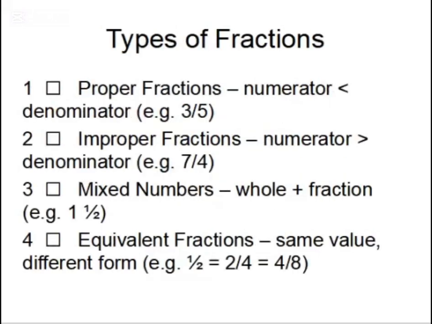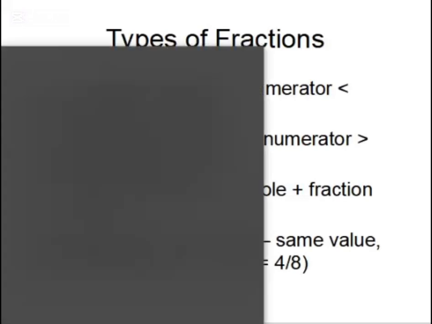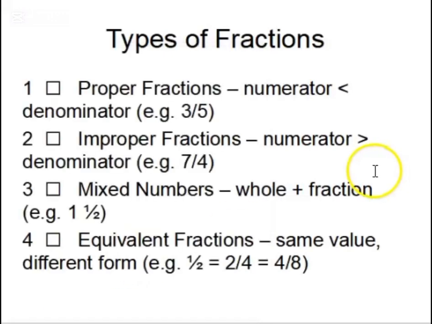So, the types of fractions. Number one, we have the proper fraction, where the numerator is less than the denominator. For example, 3/5. 3 is less than 5. The other type of fraction is the improper fraction, where the numerator is greater than the denominator. For example, 7/4, so 7 is greater than 4.